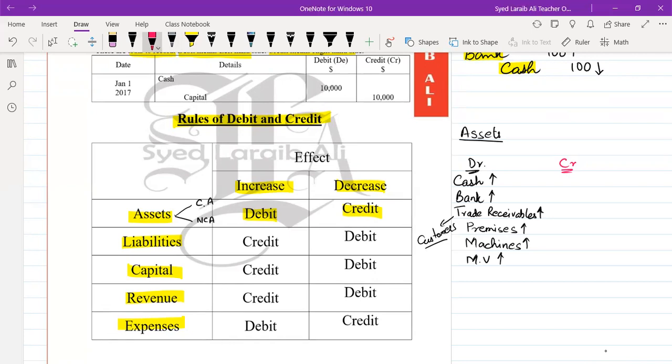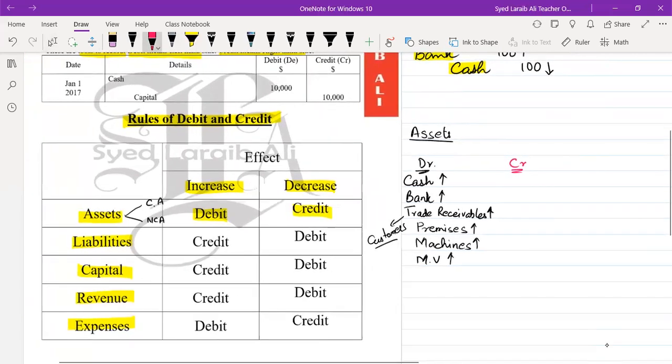However, when you pay cash to someone, your cash decreases. And when your cash decreases, it is recorded on credit side. In the same manner, when you pay by check to someone, your bank decreases. And when your bank decreases, it is recorded on credit side.